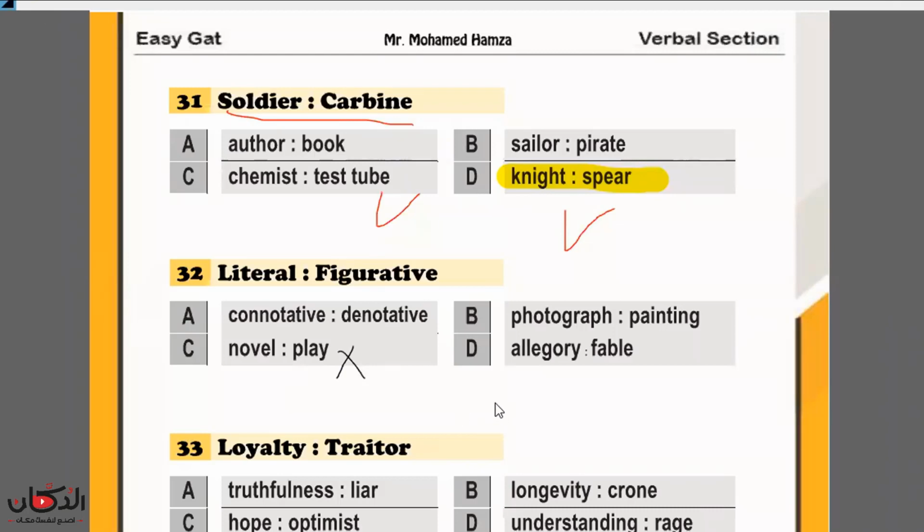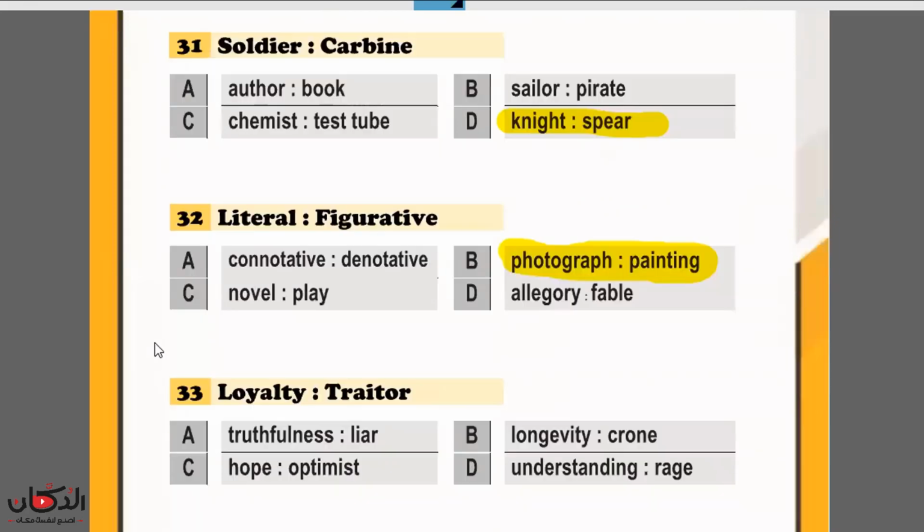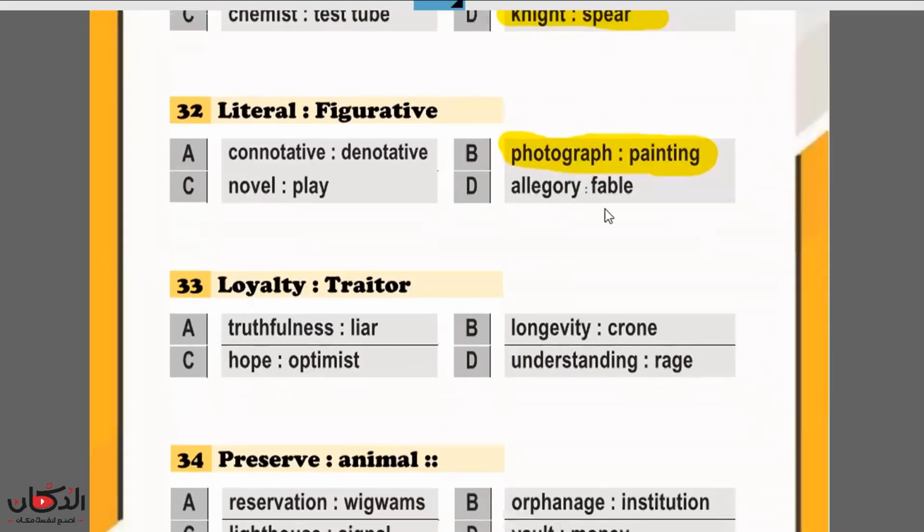B, photograph and painting. I don't think they're related, so we can cancel out. This question is exactly a new kind of question, because the correct answer here is B. How? What is the relationship again? Similarity? Maybe, yeah, photograph literal and painting figurative. So strange. It's not common, but I wrote it just one time in this book.